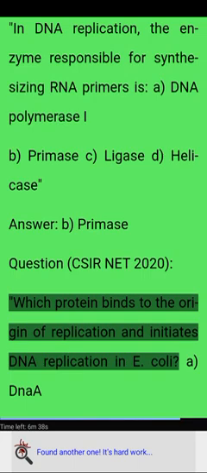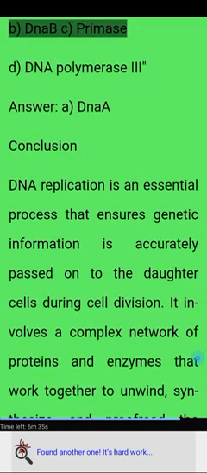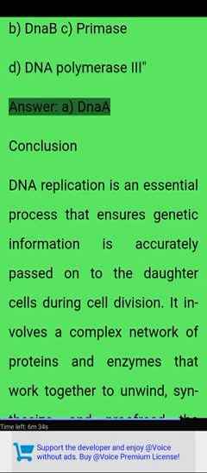Question, CSIR NET 2020. Which protein binds to the origin of replication and initiates DNA replication in E. coli? A. DnaA, B. DnaB, C. Primase, D. DNA polymerase III. Answer, A. DnaA.